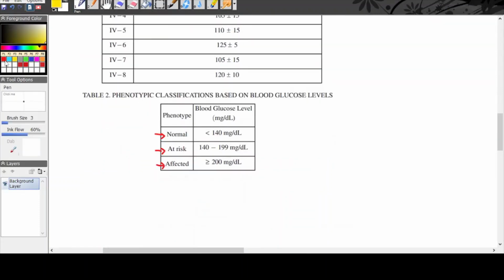The people that have a blood glucose level which is less than 140 milligrams per deciliter are normal. And for people who are at risk, their blood glucose level would be in between 140 to 199 milligrams. And as for the people who are affected with the blood glucose metabolic disorder, their blood glucose level will be greater than or equal to 200 milligrams per deciliter of blood.